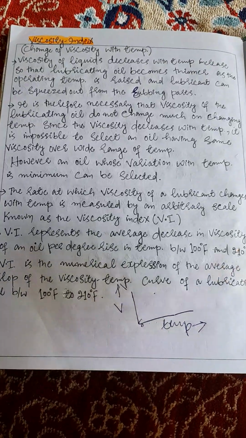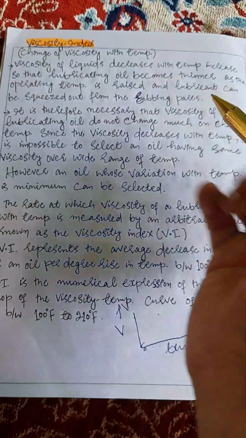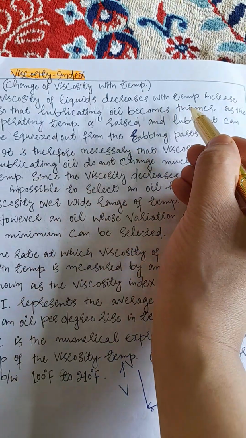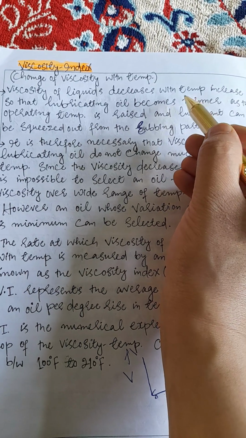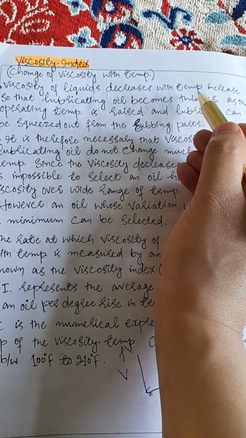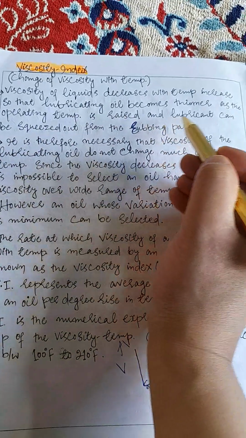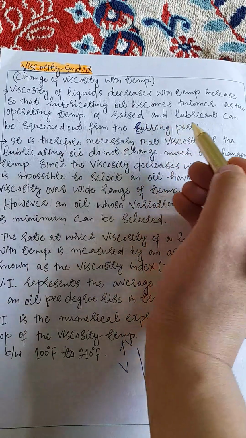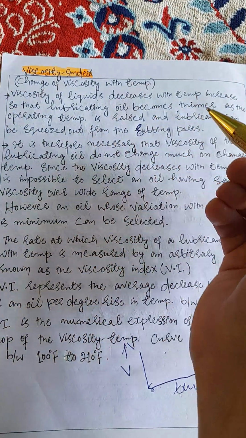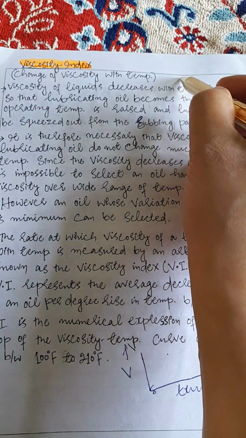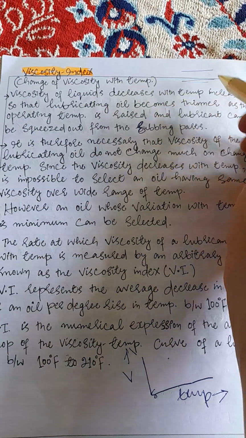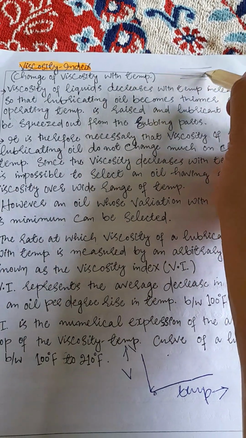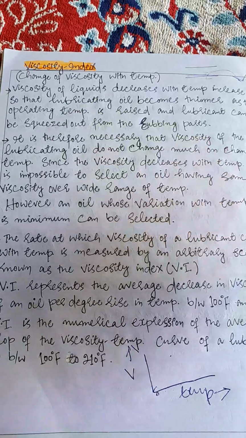Fine. Now there are important points we must remember, that is viscosity of liquids decreases with temperature. As we already know, if you increase the temperature, viscosity decreases. Viscosity decreases so that the lubricating oil becomes thinner, as we already know, as the operating temperature is raised and the lubricant can be squeezed out from the rubbing part. So if these are the rubbing parts of a machine, and if you increase the temperature, this lubricating oil with which you have done the lubrication can be squeezed out from the machine. Fine.